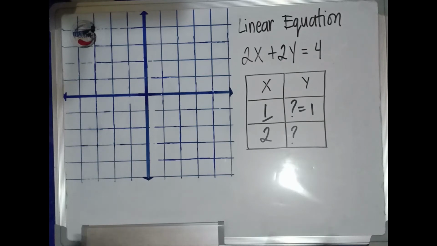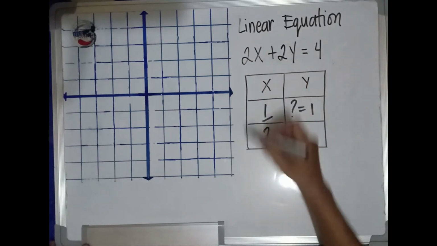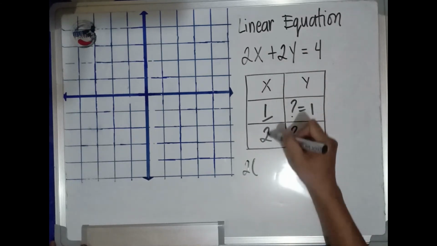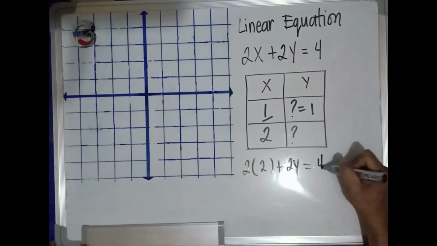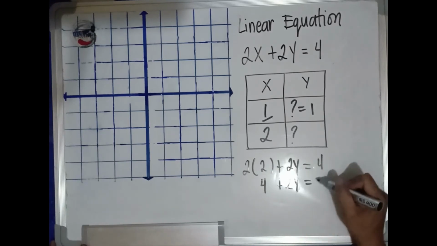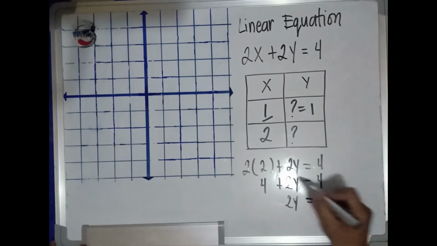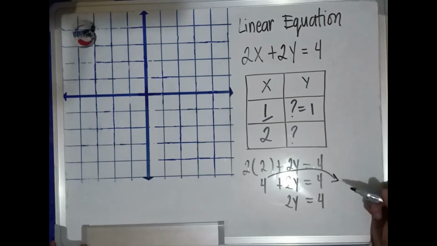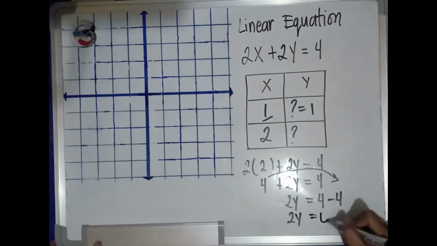Let us solve for the value of y when the value of x is 2. 2 times the value of x, which is 2, plus 2y is equal to 4. 2 times 2 is 4, plus 2y is equal to 4. Copy 2y is equal to 4. Then again, we're going to transpose the constant to the other side. So this is positive. When you transpose, the sign will change. It will become negative 4. So 2y is equal to 0.